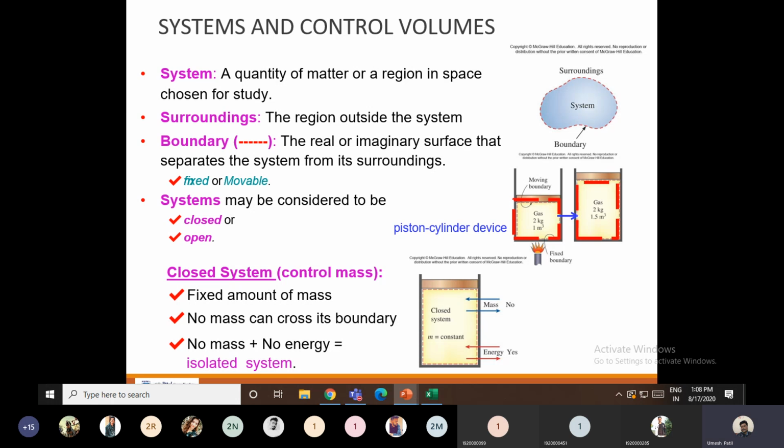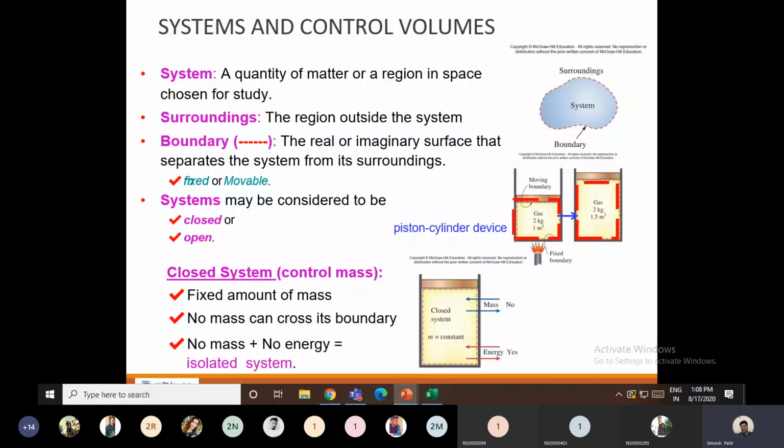So whatever mass or energy transfer is taking place from the system, it is with the surrounding. Anything around the system is the surrounding, and an imaginary or real surface which separates the system from the surrounding is its boundary. If you observe this diagram carefully, you will come to know the system is a quantity of matter or region in space chosen for study.